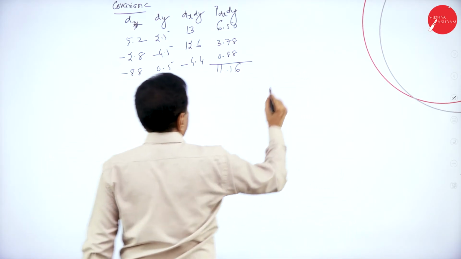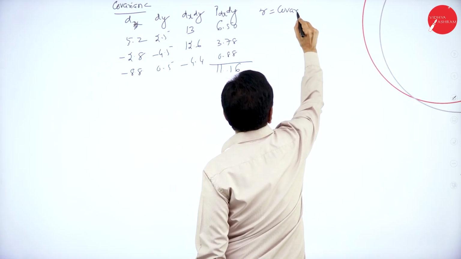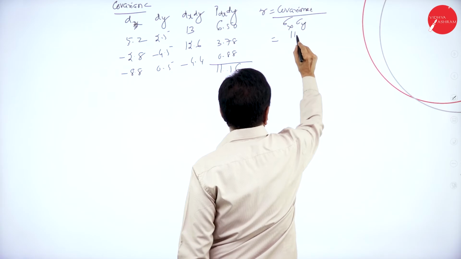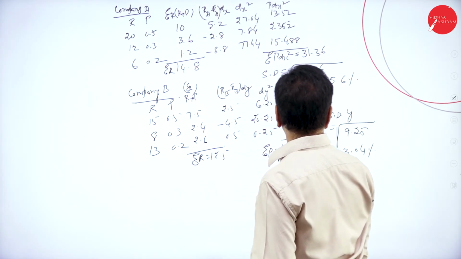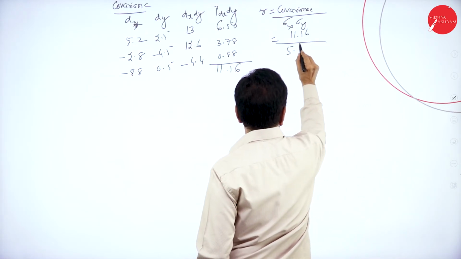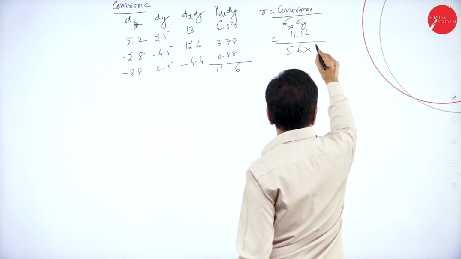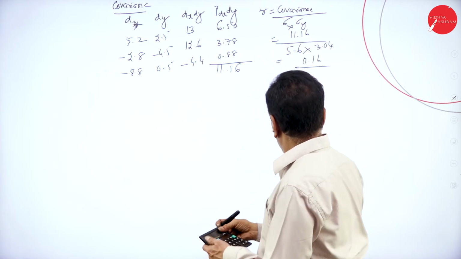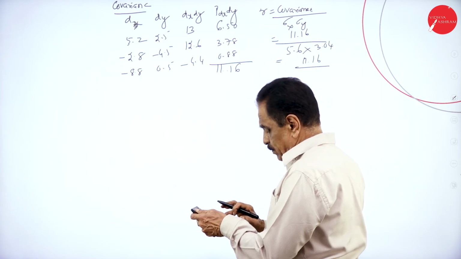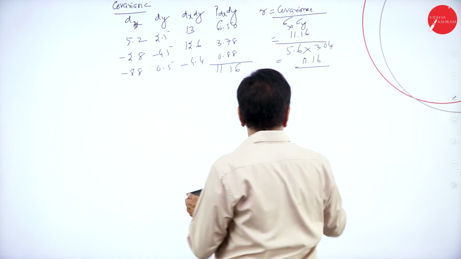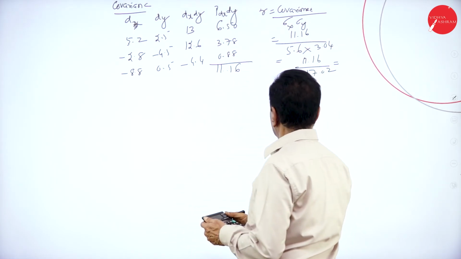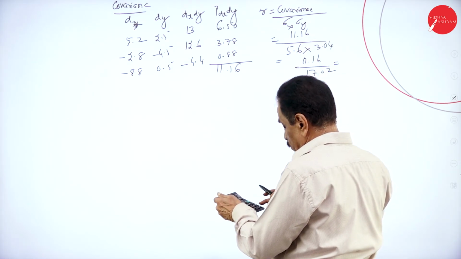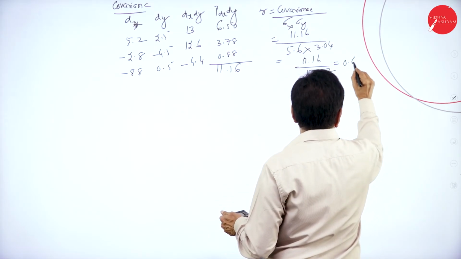This R is equal to covariance divided by standard deviation x, standard deviation y. 11.16 divided by the first standard deviation 5.6 into the second one 3.04. 5.6 into 3.04 is 17.02. 11.16 divided by 17.02 is 0.65. R is 0.65.